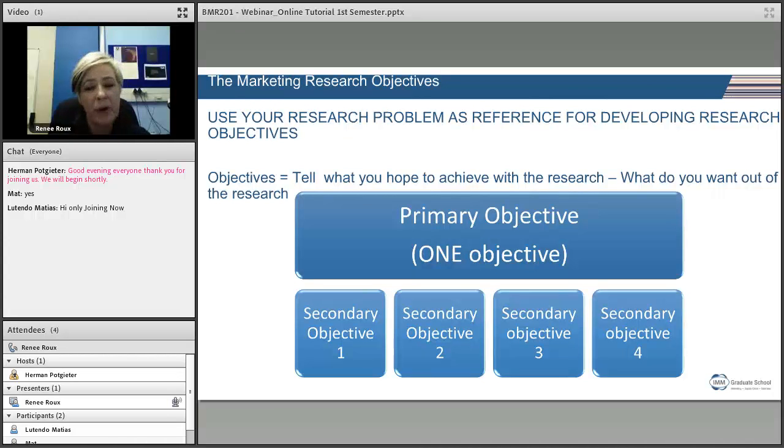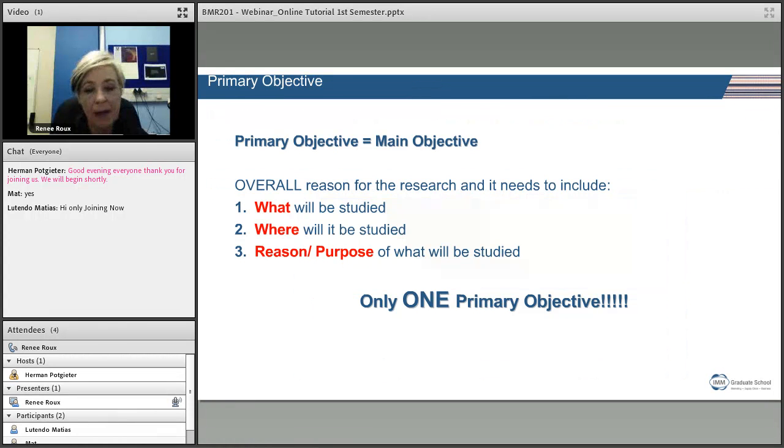And what is a research objective? An objective just tells you, what do you hope to achieve with this research? What do you want to get out of this research? And there are two types of objectives that you have to develop, always. When you develop research objectives, there are always two types. First, your primary objective. Then second, there are secondary objectives. And you will see these 1, 2, 3, 4, and 5. Doesn't mean they have to be 4, but there's more than one. So let's look at the differences.